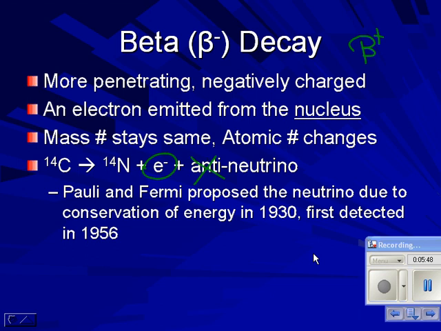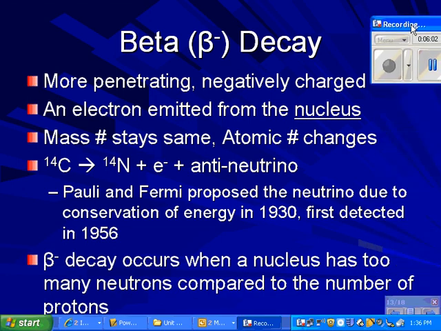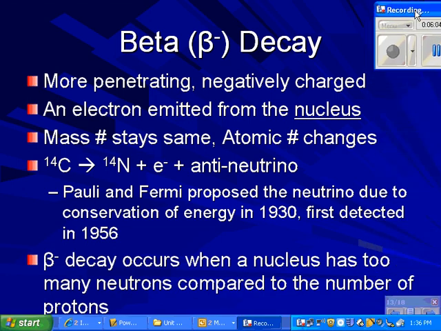And instead of a neutron turning into a proton and electron, you get a proton turning into a neutron because it gave off a positron. What's the opposite? Okay. So they basically... Beta decay tends to occur in a nucleus that has too many neutrons relative to the protons.